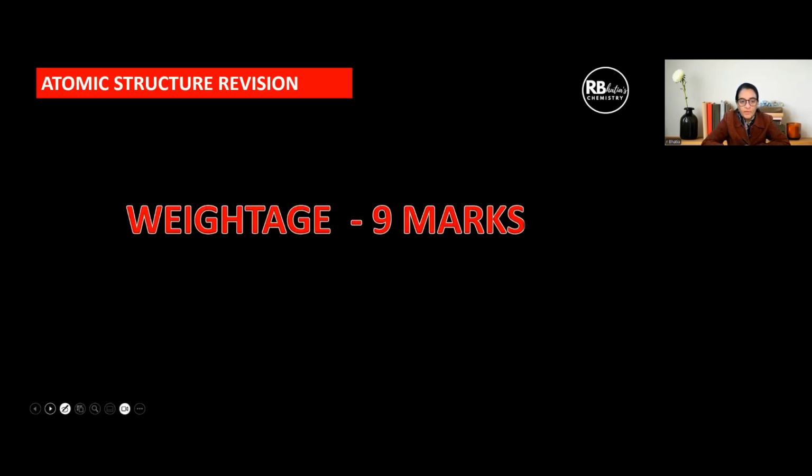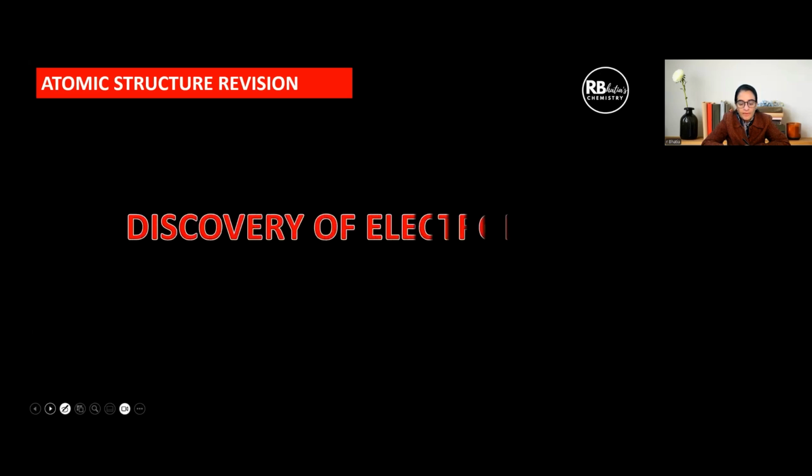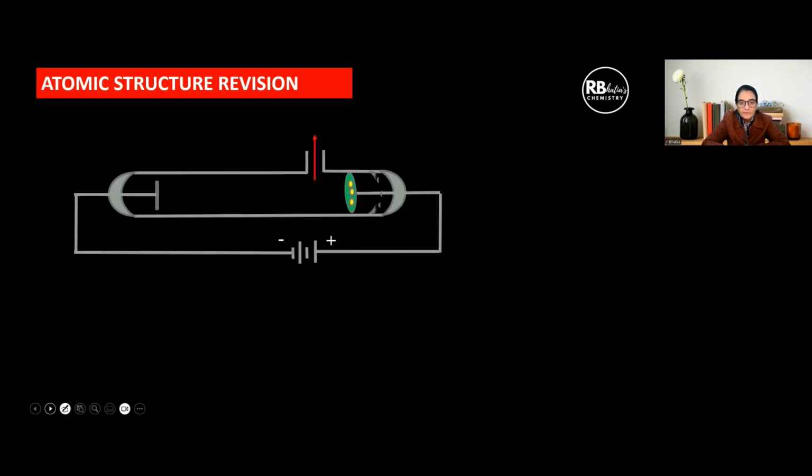So this chapter has a weightage of 9 marks for your final exam. And the first topic is subatomic particles. Under subatomic particles, it begins with discovery of electron. So what are the important things that can be asked?